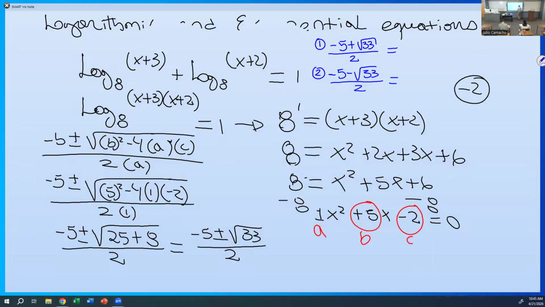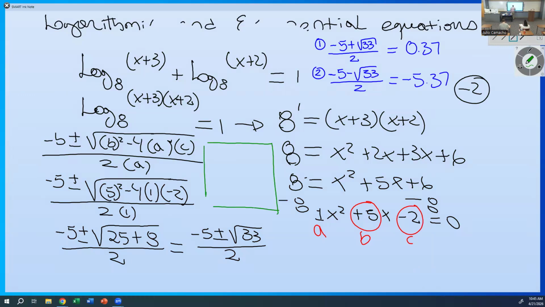So what is the first answer? 0.37. The second answer? Negative 5.37. So what we have to do now is the same thing that we did before: put it into green, okay? To do the domain. I will do the domain here in green, in this box.